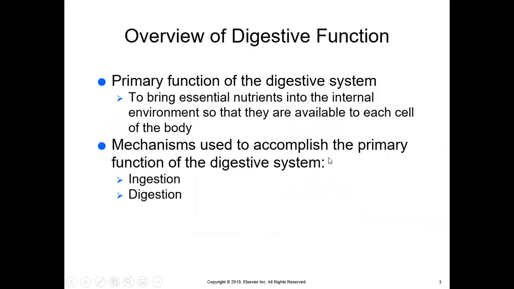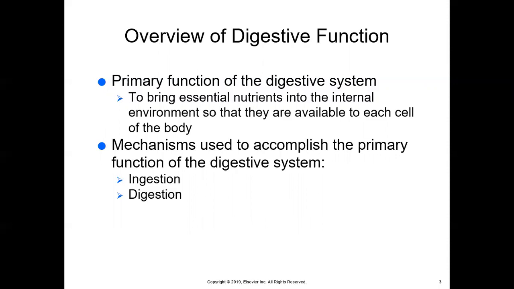So here's an overview. Primary function of digestive system: to bring essential nutrients into the internal environment so that they are available to each cell of the body. So the digestive system mainly is there to bring essential nutrients to the internal environment. Remember, nothing comes into your body until it is absorbed through the intestinal wall and gets into the bloodstream. Then it's considered inside the body.